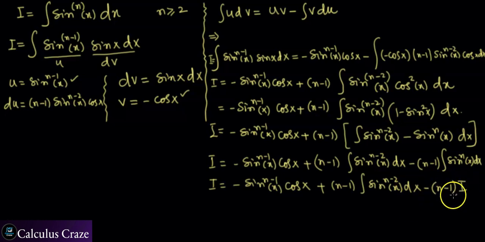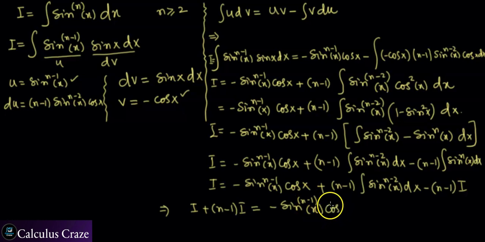But I can take this term to the left side, so I will have I plus n minus 1 times I equal to minus sine power n minus 1 of x cos x plus n minus 1 times the integral of sine power n minus 2 of x dx. But then you can simplify this side.